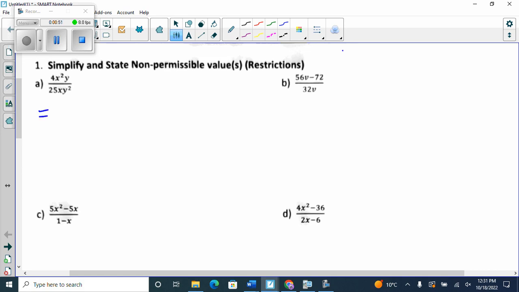So we literally just write everything in its own bracket. So the 4 goes in its own bracket, the x squared goes in its own bracket, the y goes in its own bracket, the 25 goes in its own bracket, the x, and the y squared.